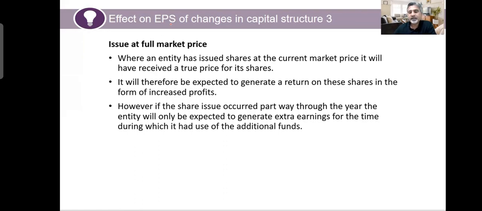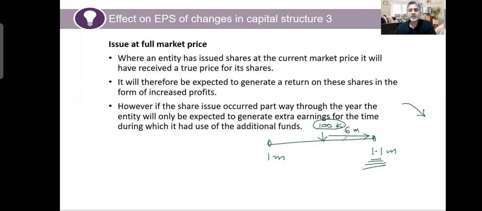Now, what happens? Let's suppose we are keeping a simple number, 1 million shares in the beginning. Then in 6 months, we issued 100,000 more shares. End of the year, we have 1.1 million shares. These funds we received only generated profit for 6 months. So this scenario is going to have a slightly negative impact on EPS. If you consider 1.1 million shares, then your EPS is supposed to go down, because you are taking the full 100,000, but actually you are using 100,000 for only 6 months.